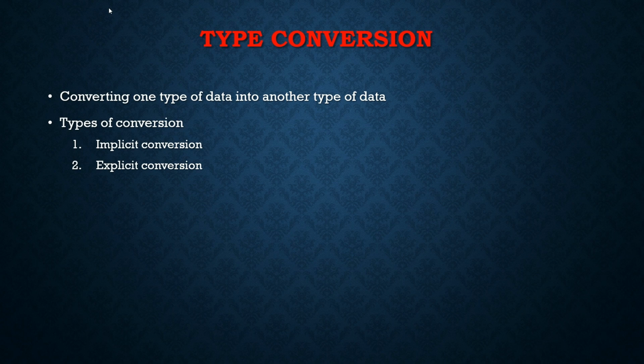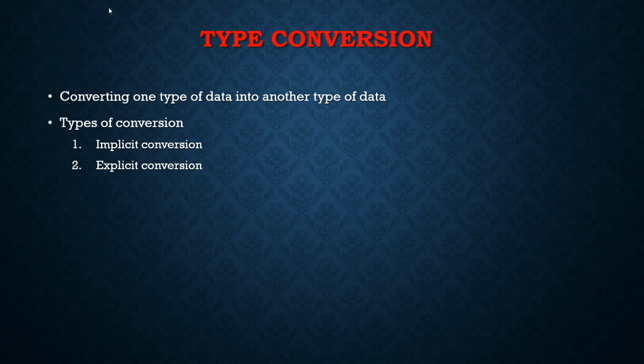Now let's move to type conversion. Type conversion is nothing but converting one type of data into another type of data. We have two types, that is implicit conversion and explicit conversion. Implicit conversion is converting a data type implicitly from one to another, like declaring it at the start itself. And explicit conversion is where we are forcefully converting one type of data into another type of data.